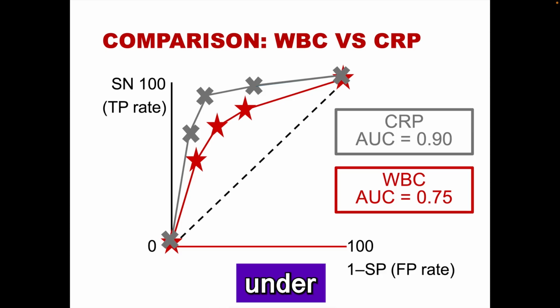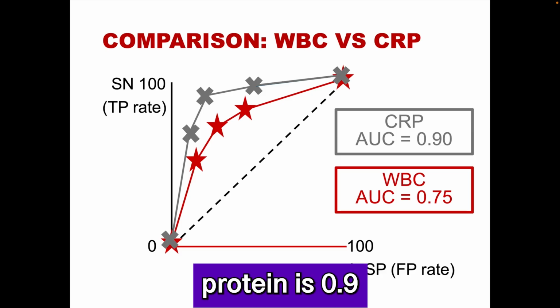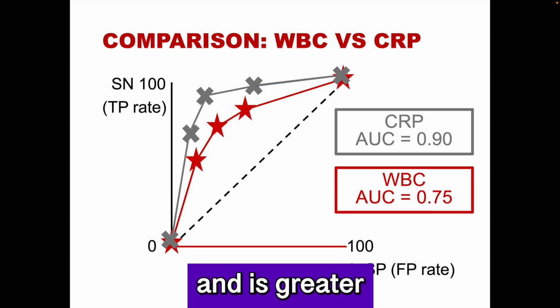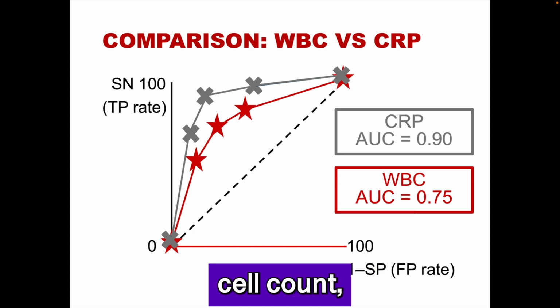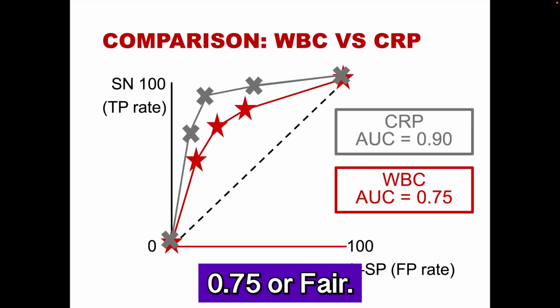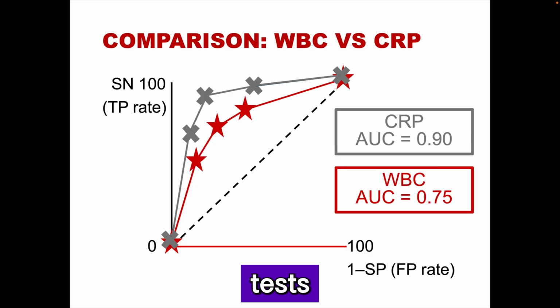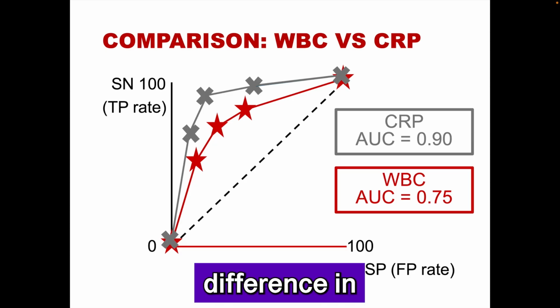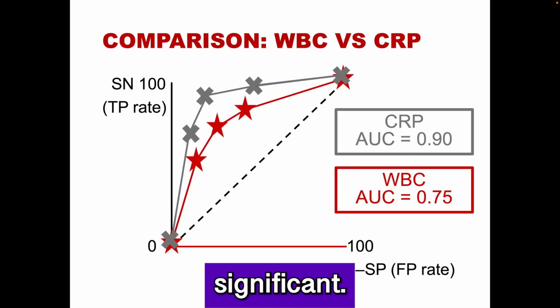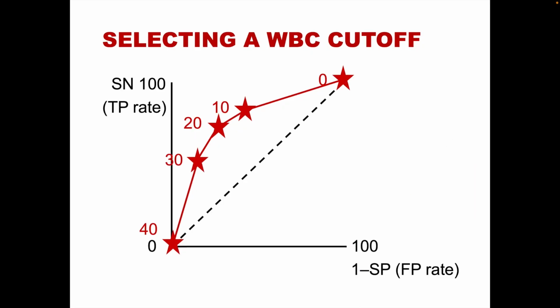We see that the area under the curve for C-reactive protein is 0.9, or excellent, and is greater than the area under the curve for white blood cell count, which is 0.75, or fair. We can conclude that CRP is a more accurate diagnostic test for appendicitis than the white blood cell count. There are also statistical tests that can be used to determine if the difference in the areas under the curve is statistically significant.